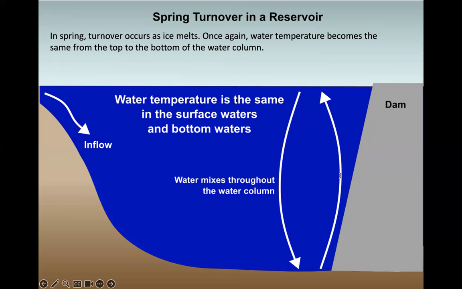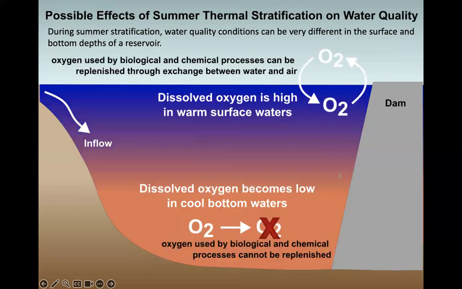Next, I'll describe how thermal stratification in a reservoir can affect water quality. During summer stratification, water quality conditions can be very different in the surface and bottom depths of a reservoir. These differences are primarily due to differences in the amount of dissolved oxygen in the water. Dissolved oxygen is necessary for aquatic animals to survive and can influence water chemistry as well. In the surface, during summer stratification, there is often plentiful dissolved oxygen in the water, as oxygen can be introduced from the air into the water.